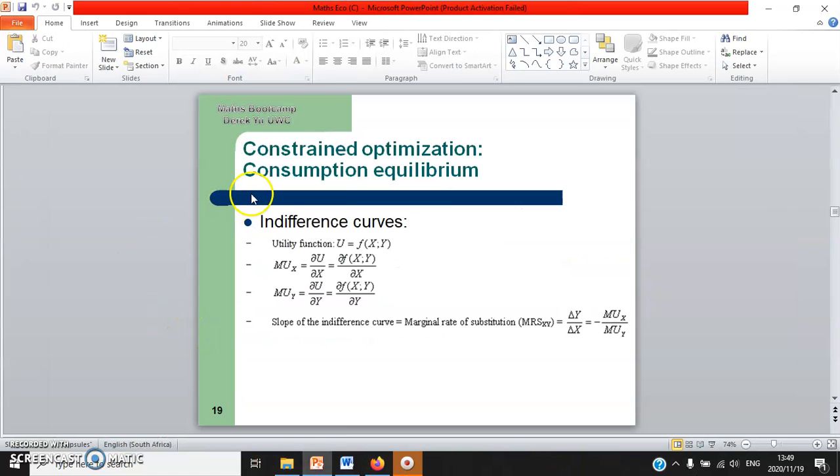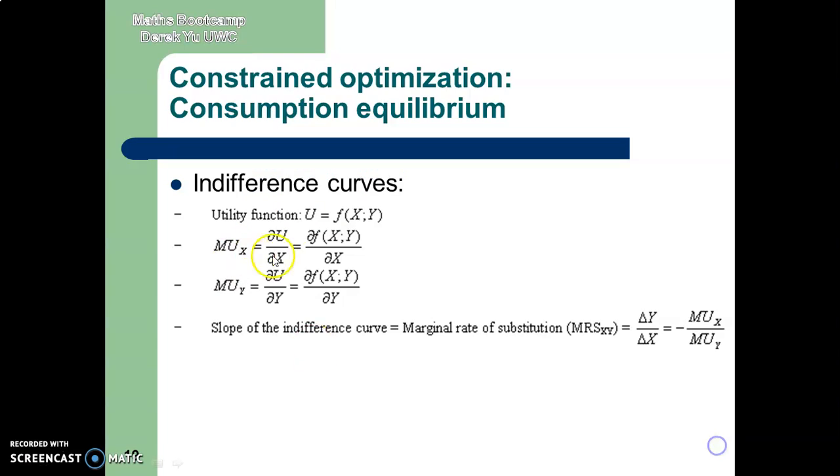Then we move on to constraint optimization, and the first type of questions would be on consumption. So utility is a function of x and y, and then we make use of first order derivative to derive marginal utility of x. It means you differentiate u with respect to x, and the marginal utility of y means you differentiate u with respect to y. So remember, this utility function is also your indifference curve. Marginal rate of substitution is actually the downward sloping change of y over change of x, which is equal to negative marginal utility of x divided by marginal utility of y.